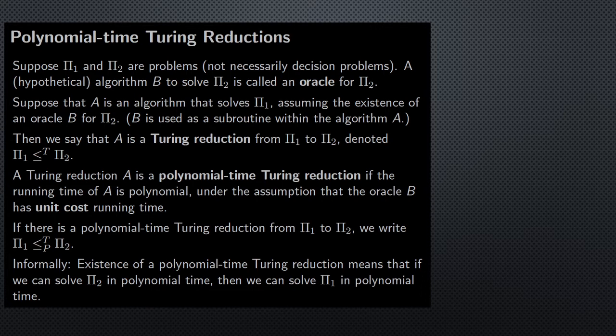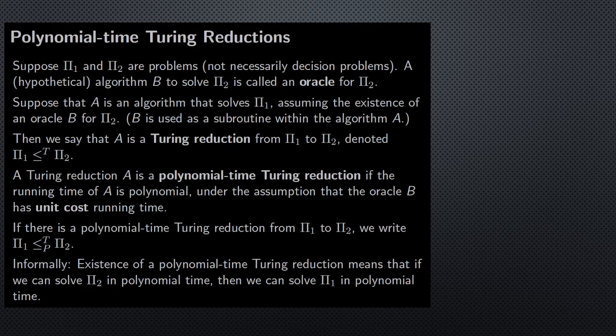Okay, so for this polynomial time Turing reduction, we're going to have 2 problems, pi1 and pi2, that are not necessarily decision problems. They might return things that are different from true-false. And then we're going to have some hypothetical algorithm B, an oracle, that solves the subproblem pi2. So we're going to reduce problem 1 to problem 2. We're going to assume we have this oracle algorithm B that solves pi2, and we're actually going to assume that B runs in constant time.